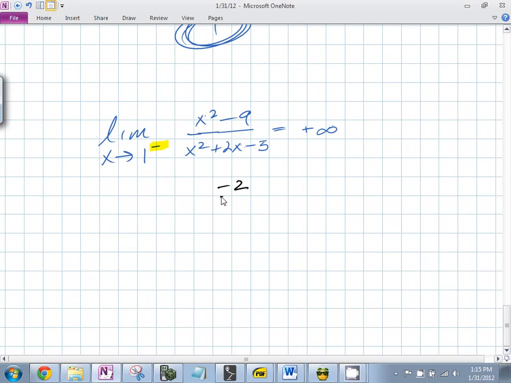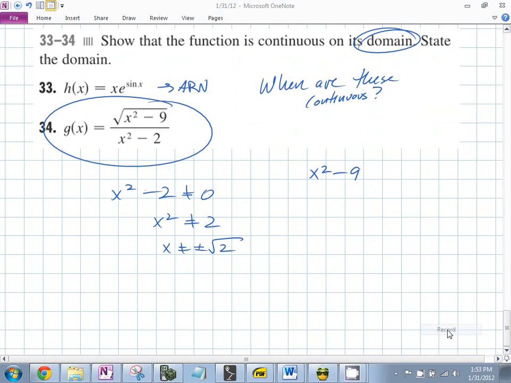Does it really make a difference? Must be greater than or equal to 0. So x squared must be greater than or equal to 9. How do you make x squared greater than or equal to 9? Either x is greater than or equal to 3, or x is less than or equal to negative 3. Exactly. Both of these things need to be true.